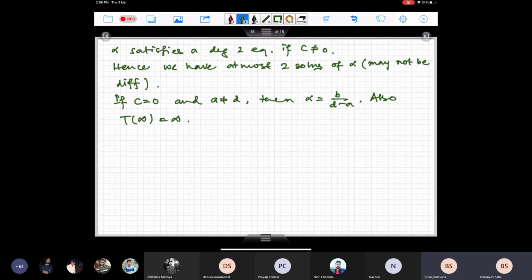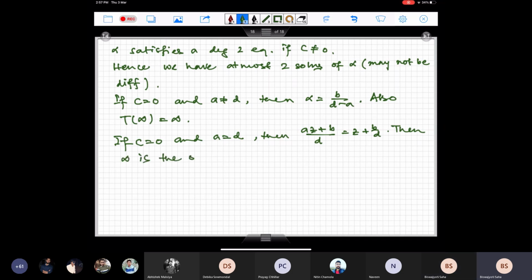So you get two fixed points. And if C is equal to 0 and A is equal to D, then the map becomes Z plus B by D. In that case, infinity is the only fixed point. So in whatever may be the case, including infinity also, you are going to get only two fixed points.